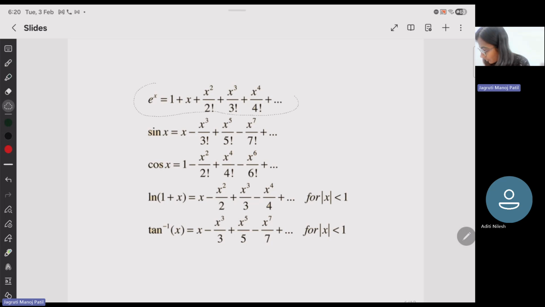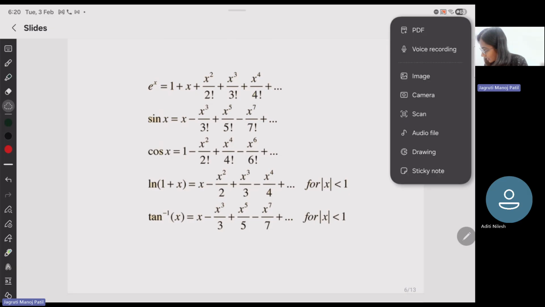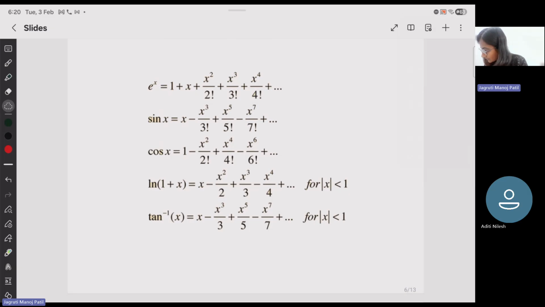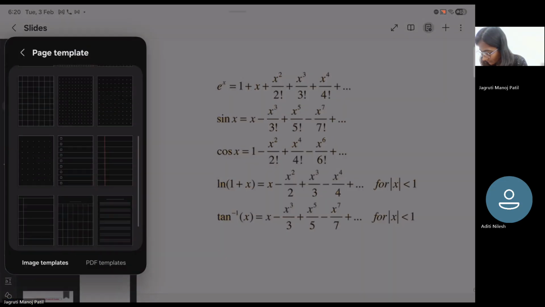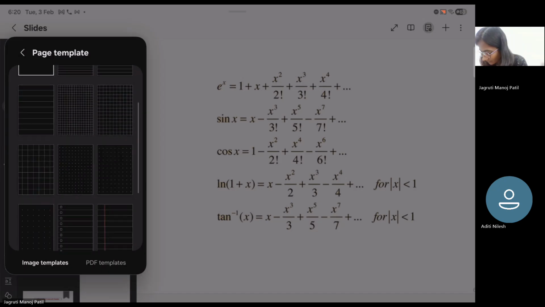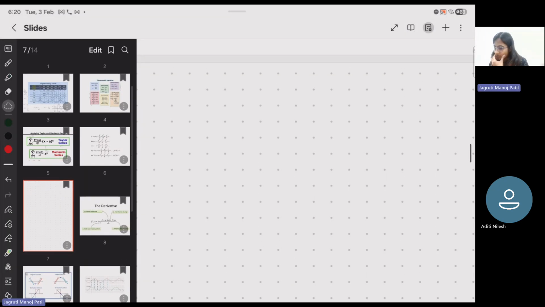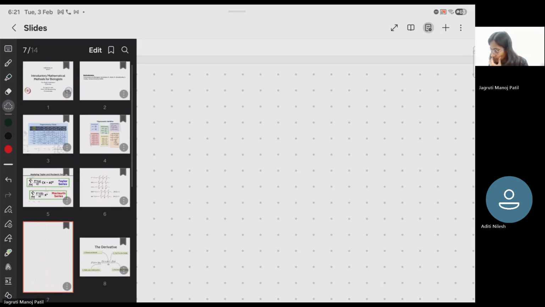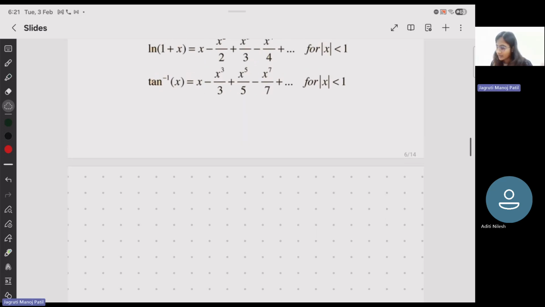Let's see if it can be copied here. It cannot. Okay, so if we can add a page. Okay. Great. So we are able to add a page here. Wait, take it back. Cool. So let's see if I take this e raised to x term.